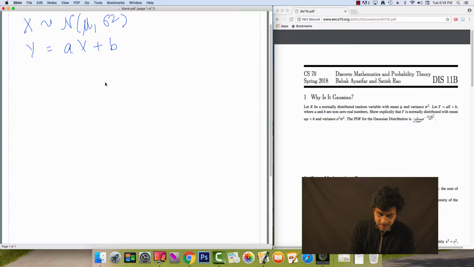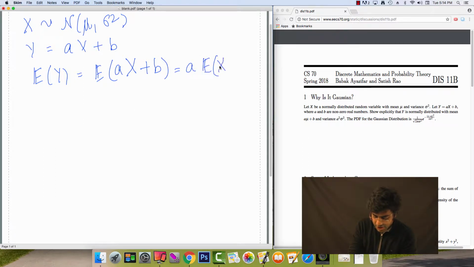So before we talk about the explicit distribution, let's talk about some easier things to compute. First, let's talk about the expectation of Y. Well, this is going to be the expectation of a times X plus b. And by linearity of expectation, we can write this out as a times the expectation of X plus the constant b. Finally, E of X we know is mu. So this thing becomes a times mu plus b. All right, that was not so hard.